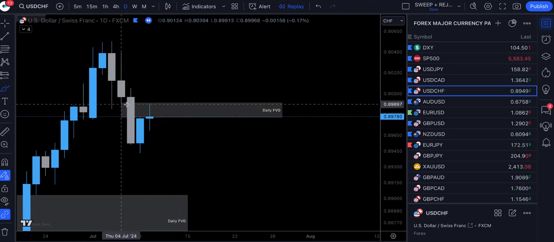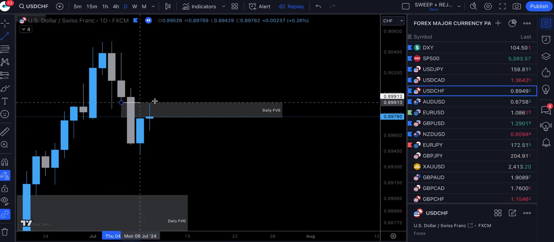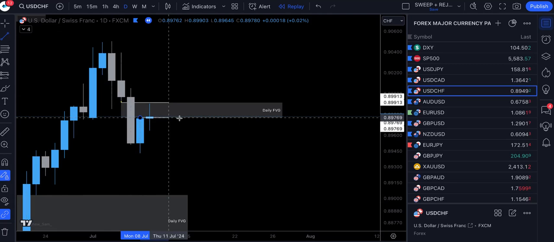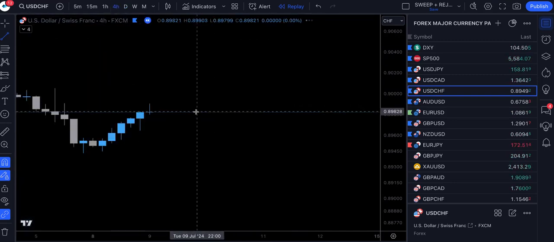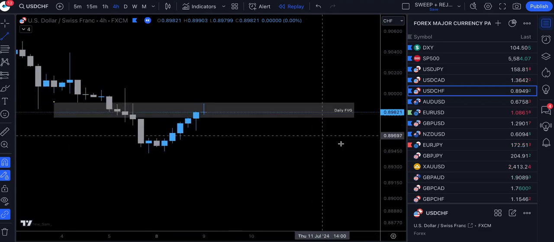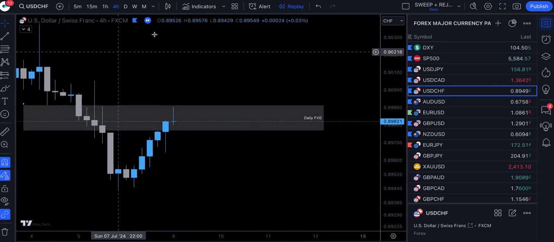Okay, so we've got the daily fair value gap that's been identified and marked on, and essentially that's from the low of this candle here down to the close of this candle here. So it's a 3-candle pattern, and that's been marked on in this grey area here. That's your daily fair value gap. Okay, so now we need to look for an entry within the market to the downside.